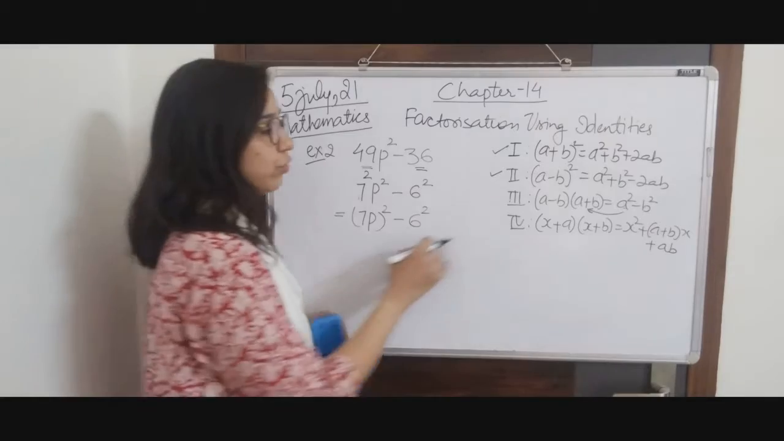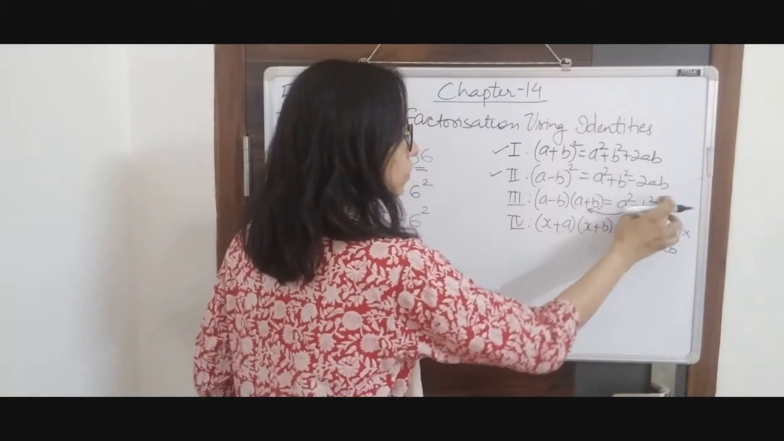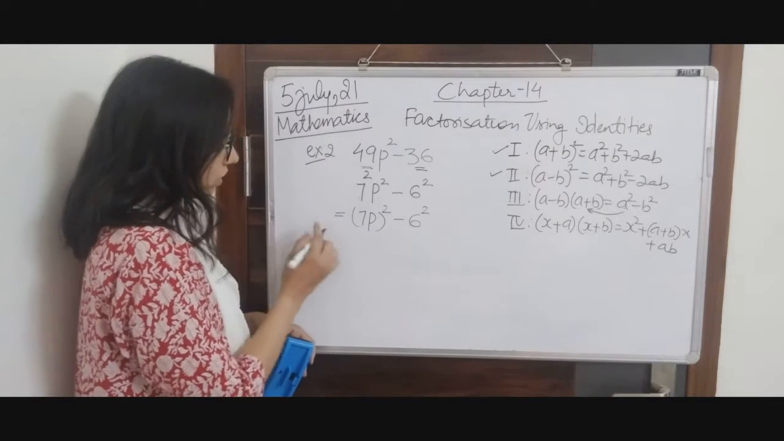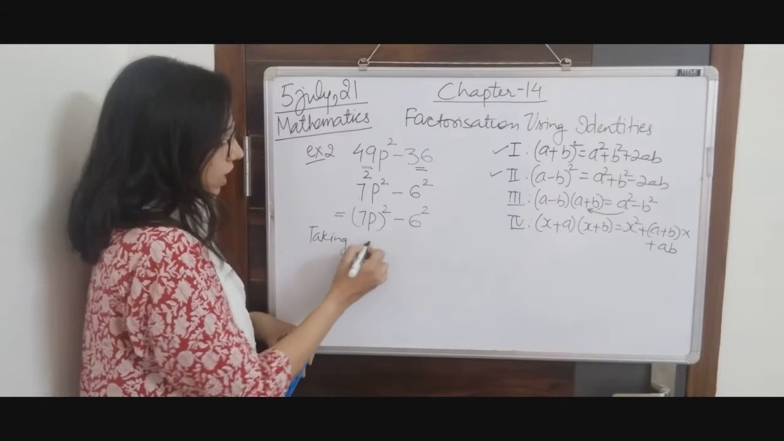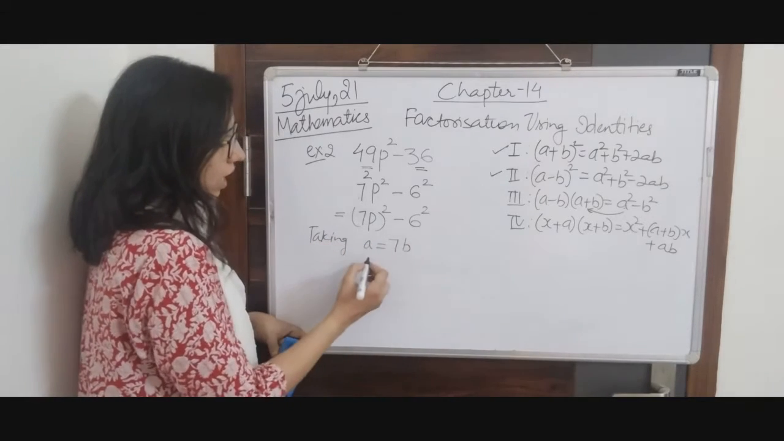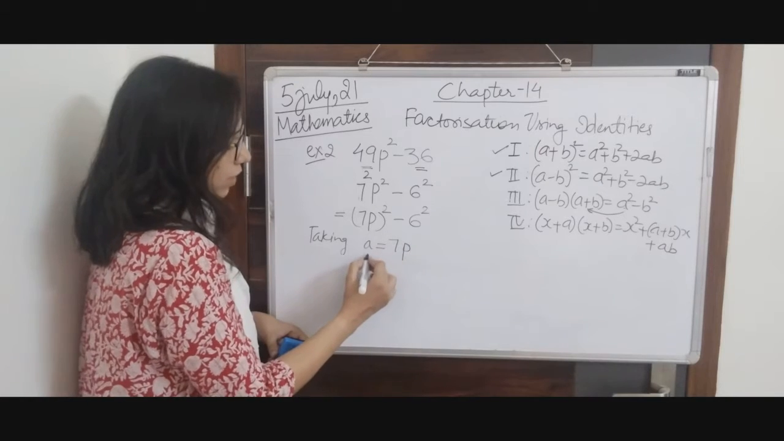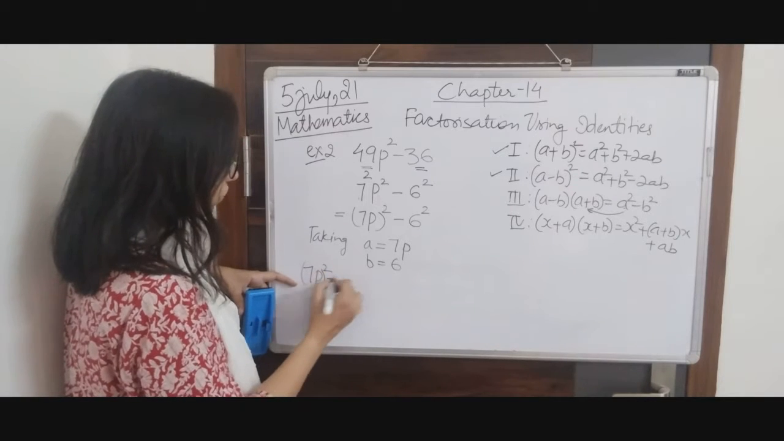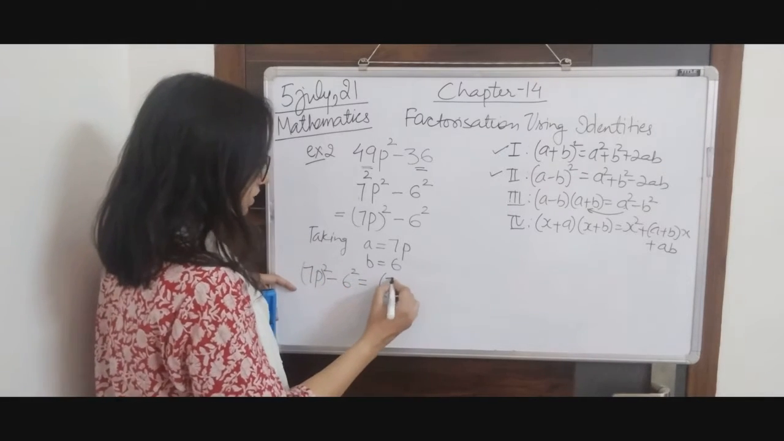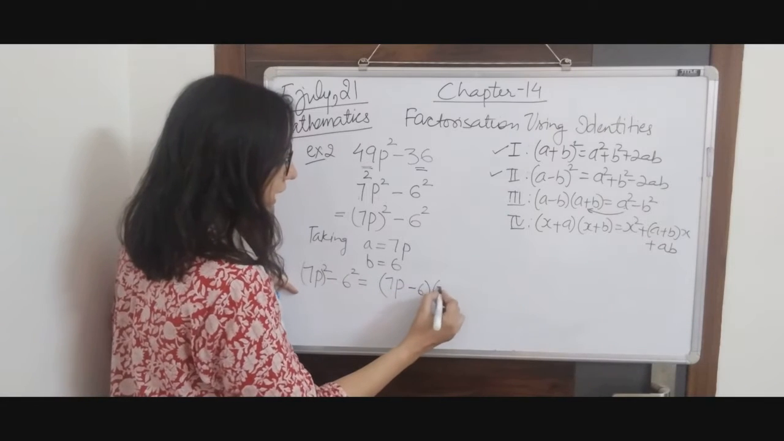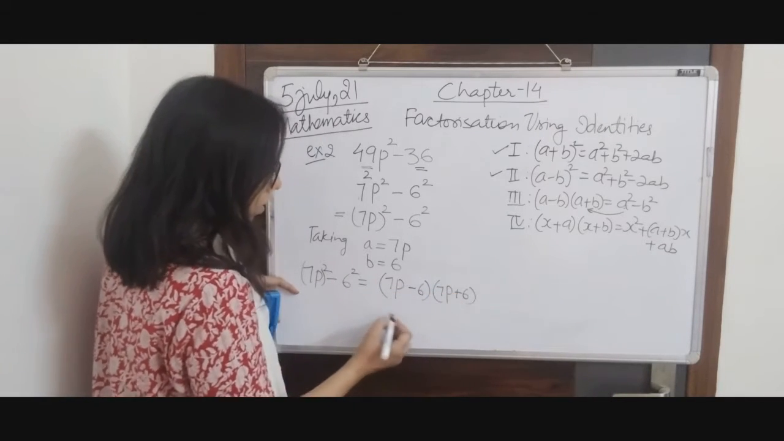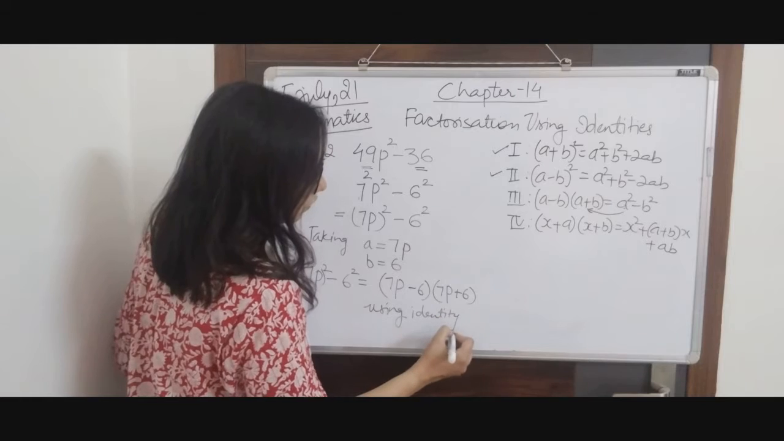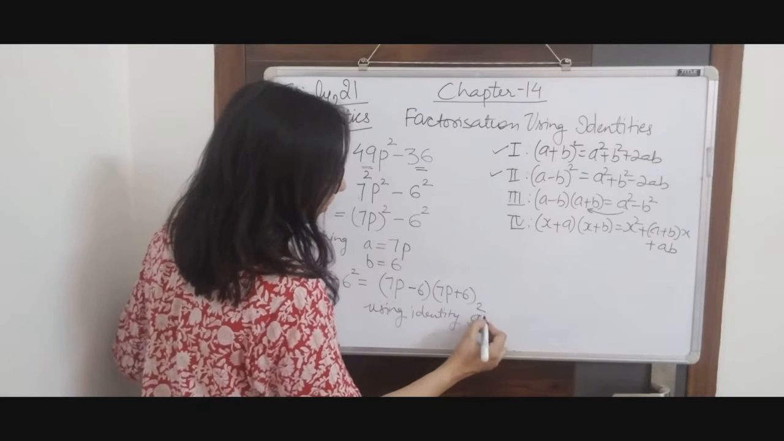Which identity do we have to use? The third one, because in this we have a square minus b square, which is equal to this. So taking a as 7p and b as 6, here (7p) square minus 6 square will be (7p minus 6) multiplied with (7p plus 6) whole. How? Because we are using the third identity, which is a square minus b square.